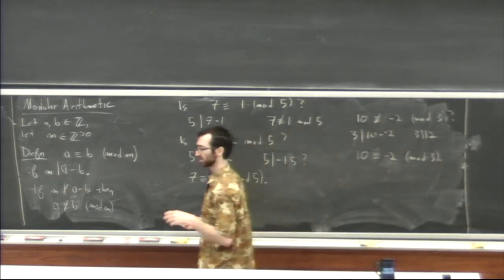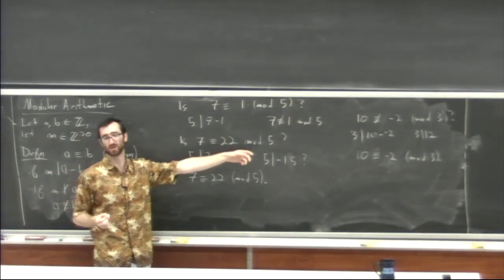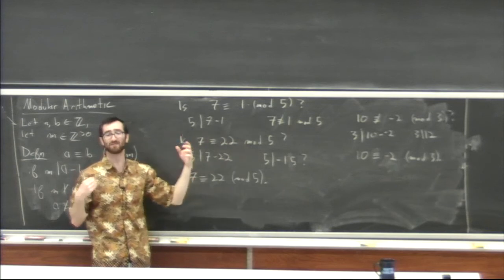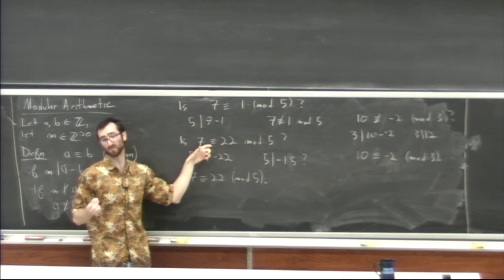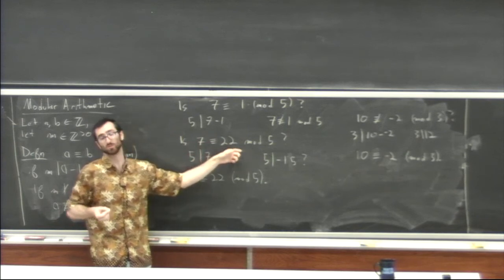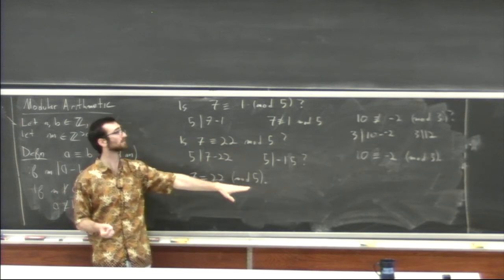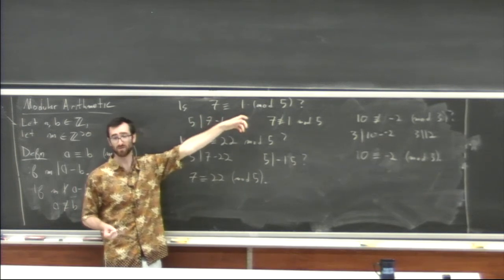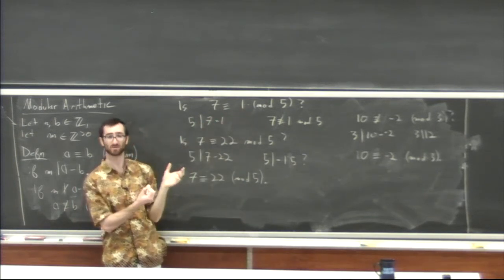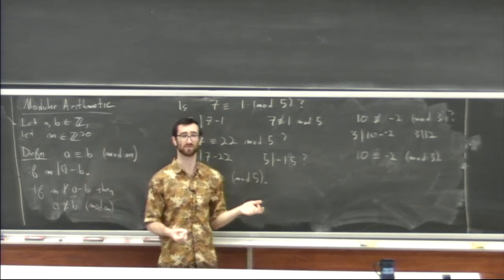So what you're probably picking out is that two numbers are congruent modulo another number if they have the same remainder. When you calculate 7 mod 5, 7 mod 5 is 2, 22 mod 5 is also 2, and these numbers were indeed congruent. 7 modulo 5 is 2, but 1 modulo 5 is just 1. The remainders are different, and so these two numbers are not congruent modulo 5.